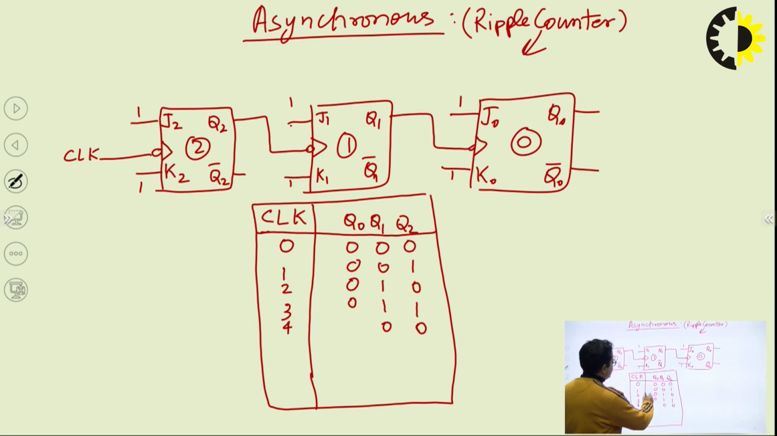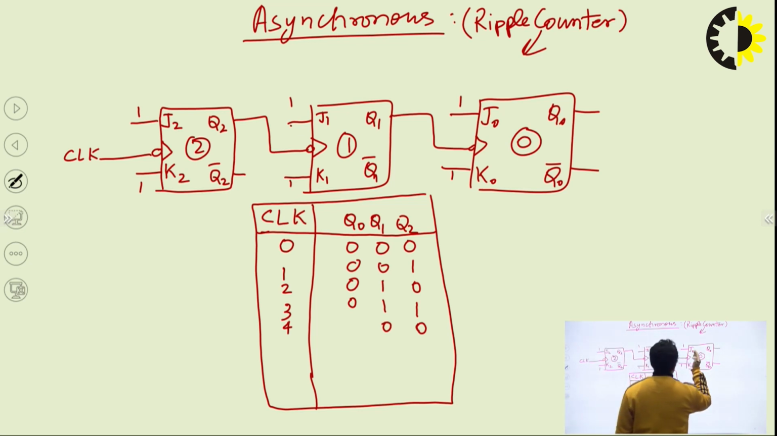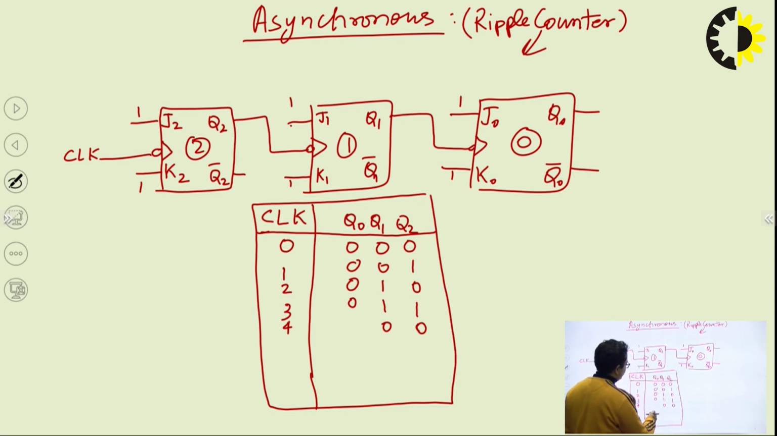Now flip-flop 0 is going to react as it is seeing a transition from 1 to 0. The output of flip-flop 1 is changing from 1 to 0, so flip-flop 0 will change its value from 0 to 1. Now the next case, for the fifth pulse, flip-flop 2 again changes from 0 to 1. Flip-flop 1 will not change the value, and similarly flip-flop 0 is not going to change the value.